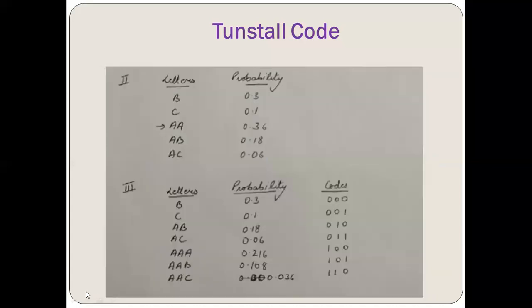I've taken the same table so that I can relate it to you. This is the table we have already taken up in the last slide. Now I have to find out again the maximum probability alphabet. So which is the maximum probability alphabet? This is the alphabet which has the maximum probability, AA, right? 0.3 is less, 0.1 is less than this, 0.18 is less than this, and 0.06 is also less than this. So I have to omit this particular letter from the next table.